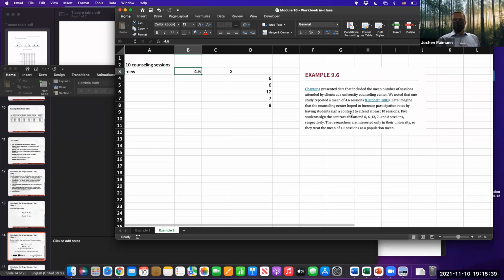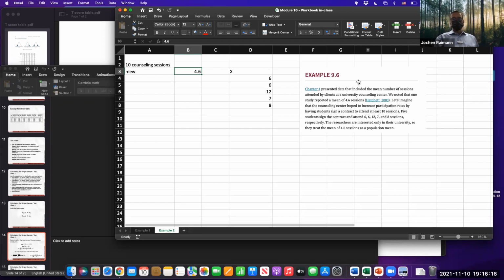In this example, we have 5 students who signed a contract, and the population mean is for those not signing a contract. They're hoping there will be an improvement. So they sign the contract and later on attend 6, 6, 12, 7, and 8 counseling sessions after signing. The researchers are interested only in their university, so they treat the mean of 4.6 sessions as a population mean. So this is the mu.